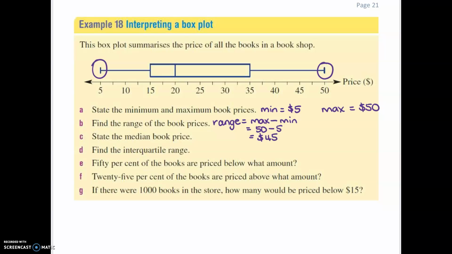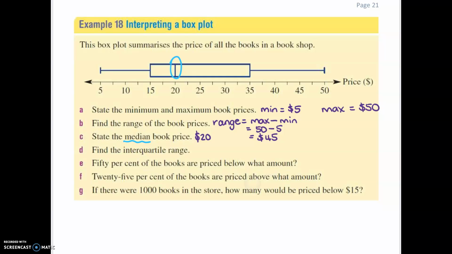The median book price. So the median is the line that is inside the box. So for this one here, I might color code it. The median is where that line is. And that line is at $20. So the average book price, or the median book price, is $20.